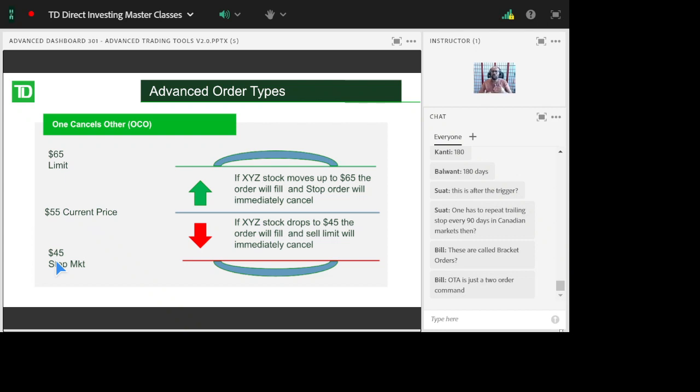No, it's kind of a race from there at that point to see where the stock is going to go. Is it going to go to the $65 price first, or is it going to go to the $45 price first? Whichever way the stock gets to first, that order will execute. Once that order executes, that other second order then automatically gets canceled out.